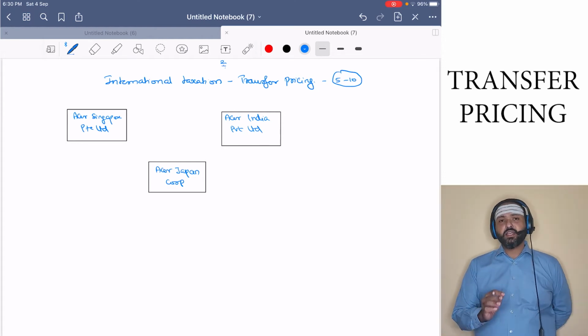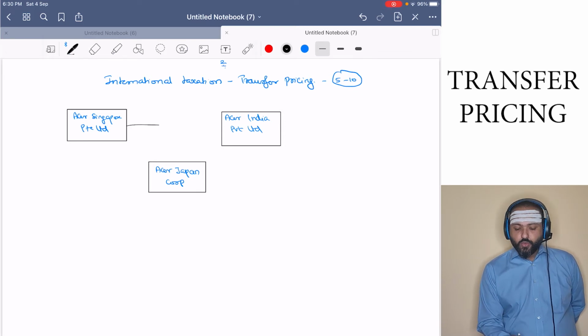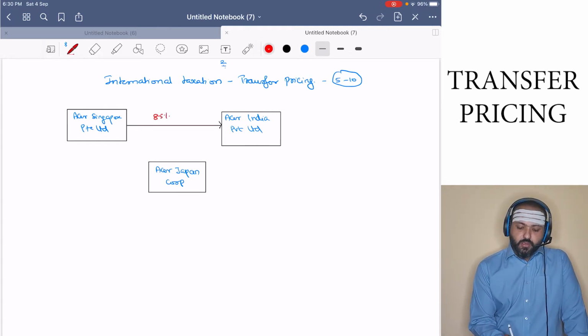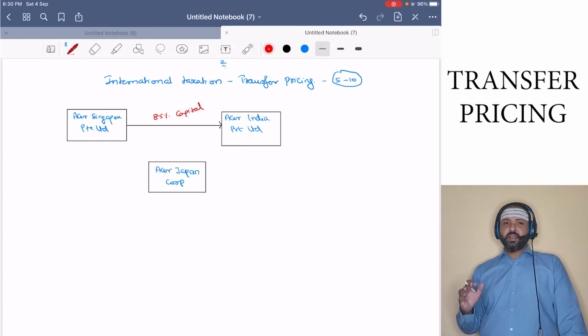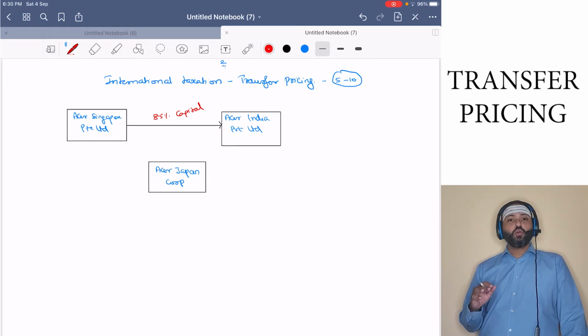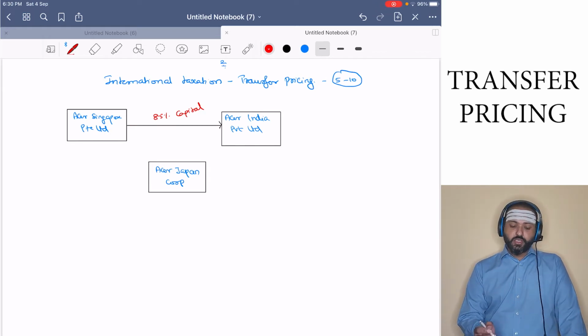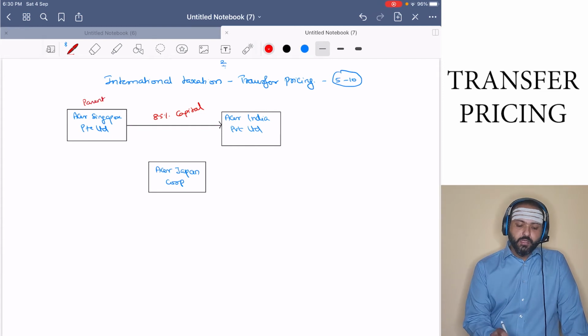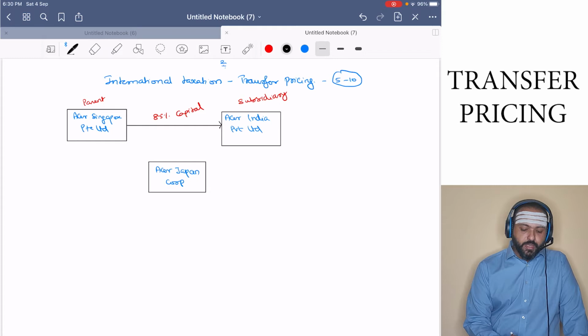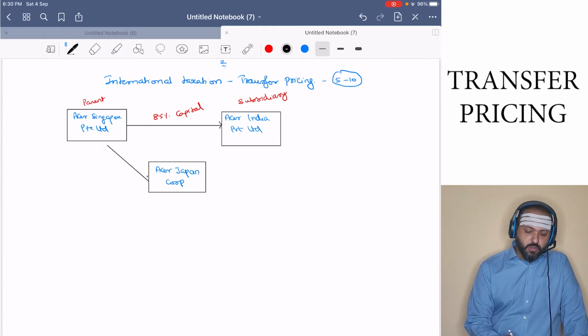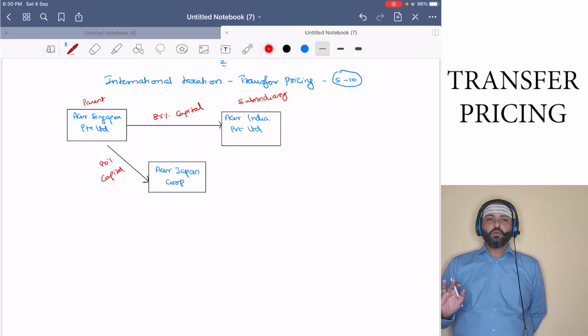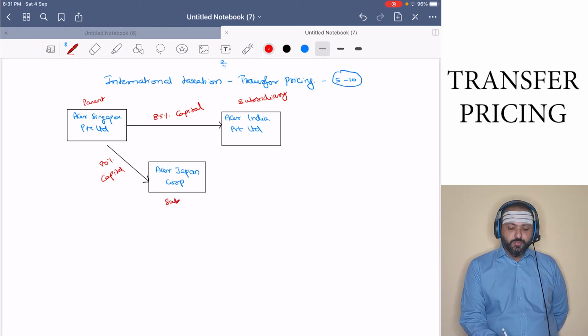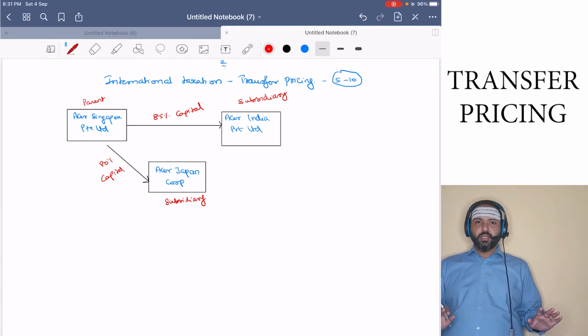Now let us understand if there is any relationship between these companies. So Acer Singapore Pte Limited has invested into 85% capital of Acer India Private Limited, which means what? Acer Singapore Pte Limited holds 85% of share capital of Acer India Private Limited. So this gives us the relationship of parent and subsidiary. Now, Acer Singapore Pte Limited also holds 80% capital of Acer Japan Corp. So again there is a parent subsidiary relationship. So this is the relationship between these three parties.